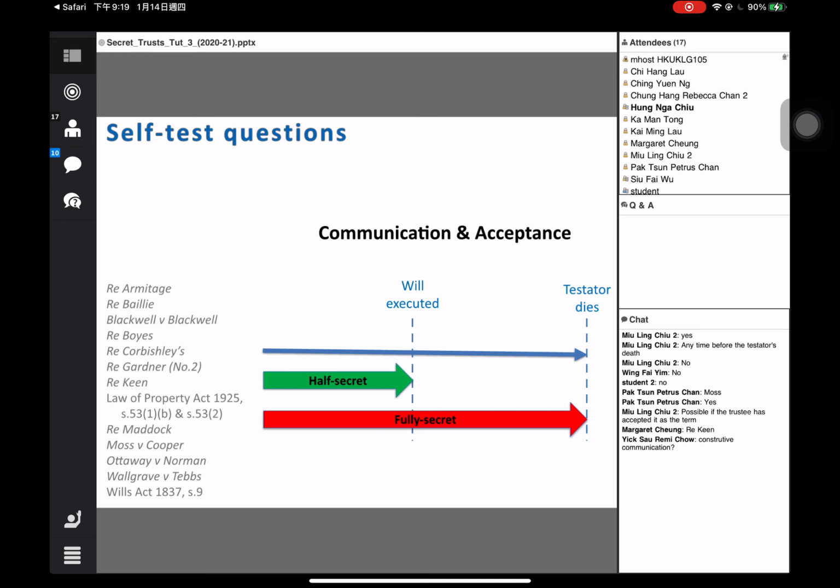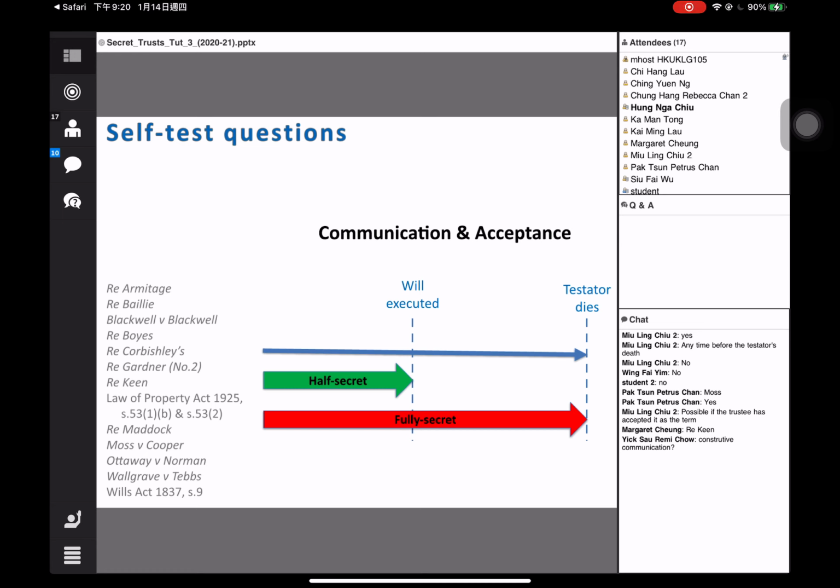Question number 6: are secret trusts required to fulfill formalities? Well, again, this leads on neatly from that, because it's not clear. Let's focus for a moment on fully secret trusts. It's not clear whether fully secret trusts, at least, are express trusts or constructive trusts.